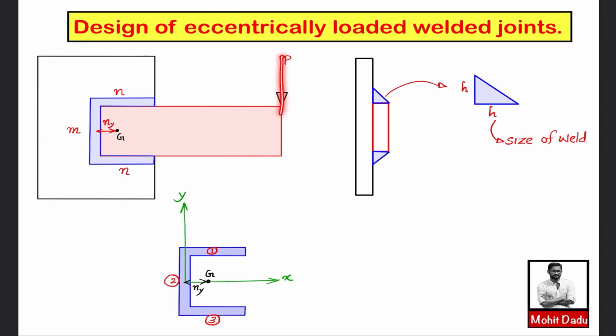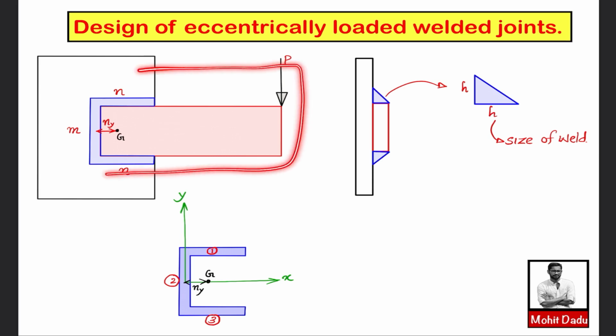Anyway, CG is coming here, but the load is not passing through CG, it is acting or passing through some other point. So that makes it an eccentrically loaded welded joint. In this kind of problem you will have to evaluate the size of the weld. So let's see what is actually the size of the weld.